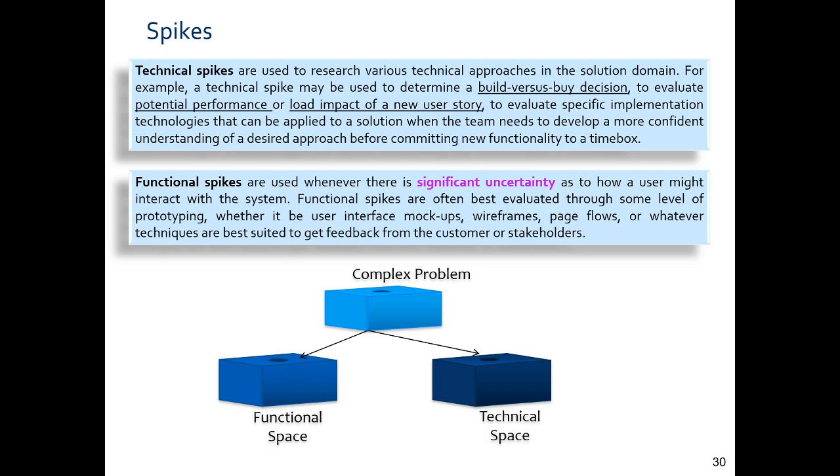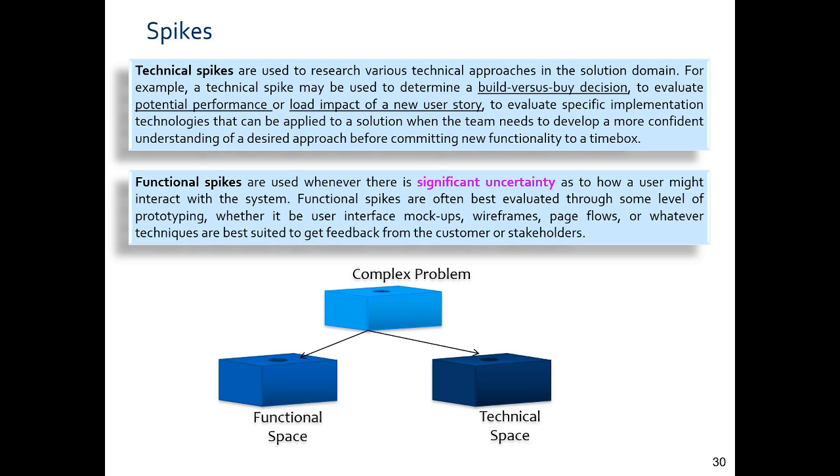Yeah, it is part and parcel of our lives also, isn't it? So therefore, the impact of the news stories also has to be judged. So technical spikes are usually about the build-buy decisions. Functional spikes are about handling the significant uncertainties. So this will be evaluated through some level of prototyping. So prototyping comes in mockups, page flows, or whatsoever techniques.